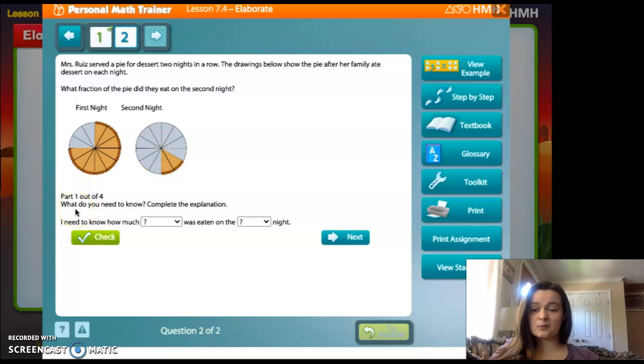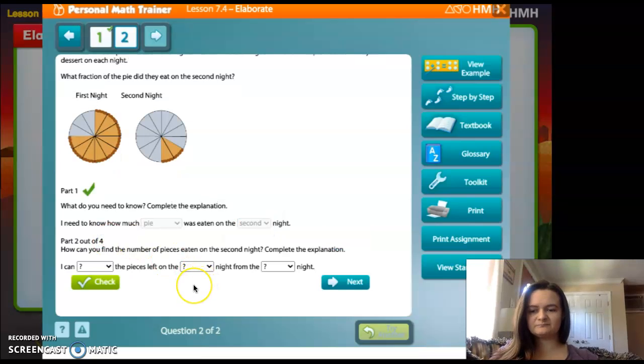What do you need to know? Complete the explanation. I need to know, here's my question, how much pie they ate on the second night. I need to know how much pie was eaten on the second night. Check it. Move on. All right, part 2 out of 4.